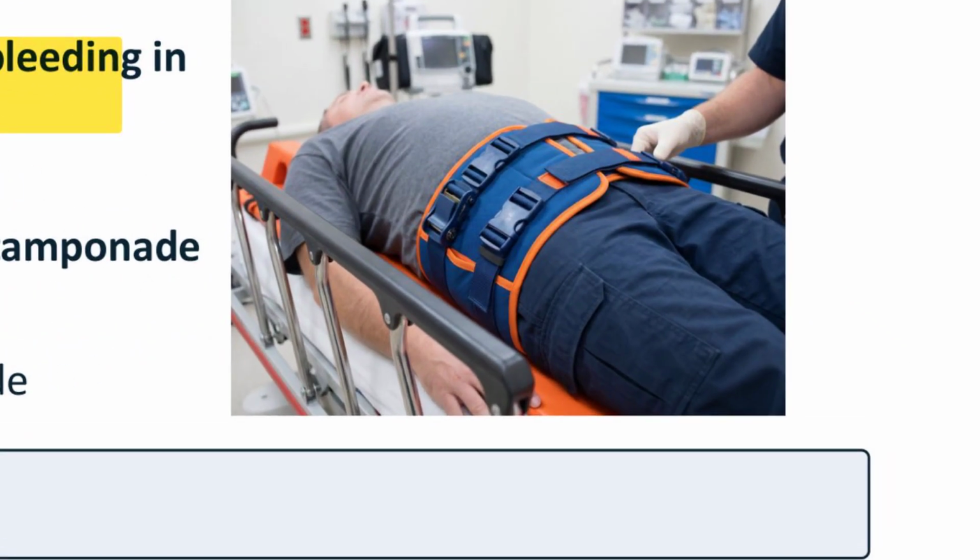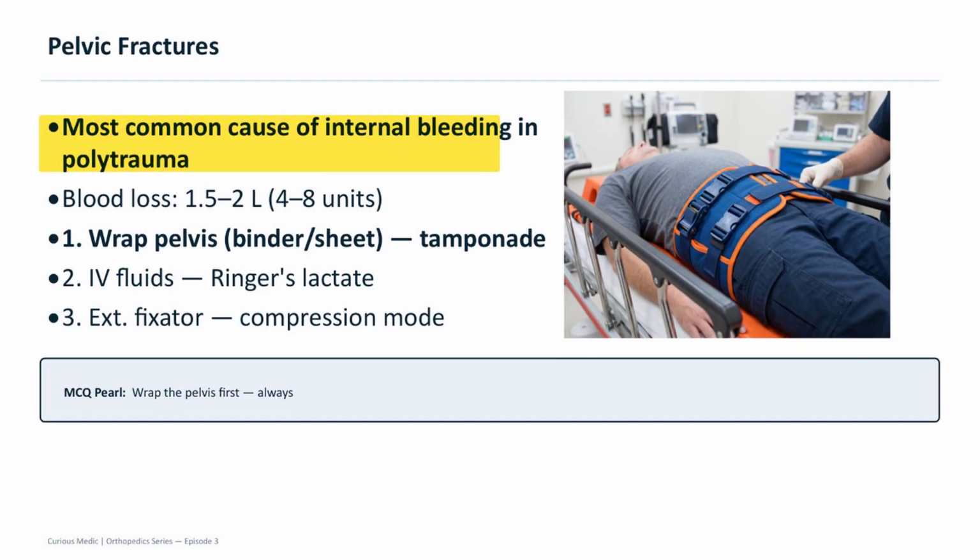When we reach the circulation step, the C in ATLS, the most common source of internal bleeding in polytrauma is a pelvic fracture. Why? The pelvis is a flat cancellous bone surrounded by an extensive venous plexus. When it fractures, you get bleeding simultaneously from the cancellous bone surface and from ruptured pelvic vessels. The pelvic cavity can accommodate enormous volumes of blood before it becomes apparent externally. The expected blood loss from a pelvic fracture is 1.5 to 2 liters, roughly 4 to 8 units of blood. This alone can cause hemorrhagic shock.